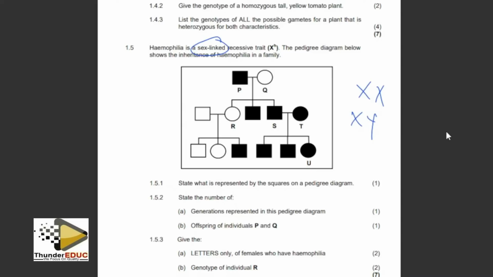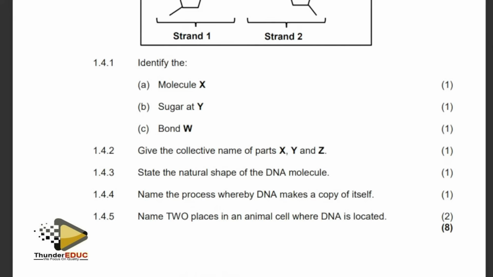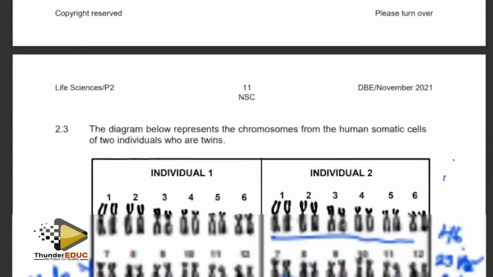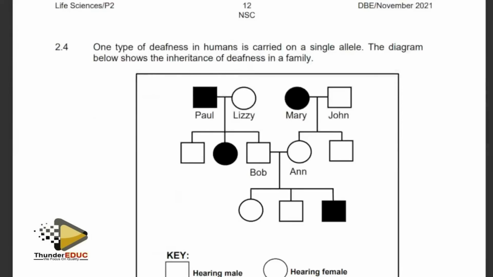So here it is mentioned: sex-linked. Or sometimes they don't say sex-linked. They say that for hemophilia, the gene is carried on the X chromosome. Still, that is sex-linked. If it's not mentioned, please don't even bother. Don't even waste your time. Let me show you here.